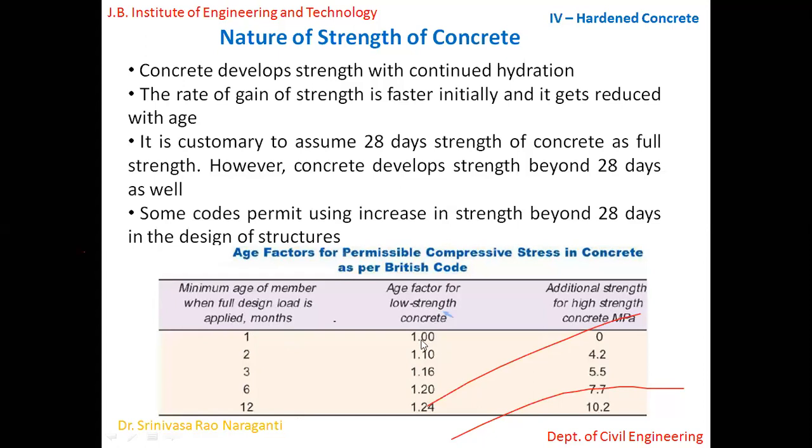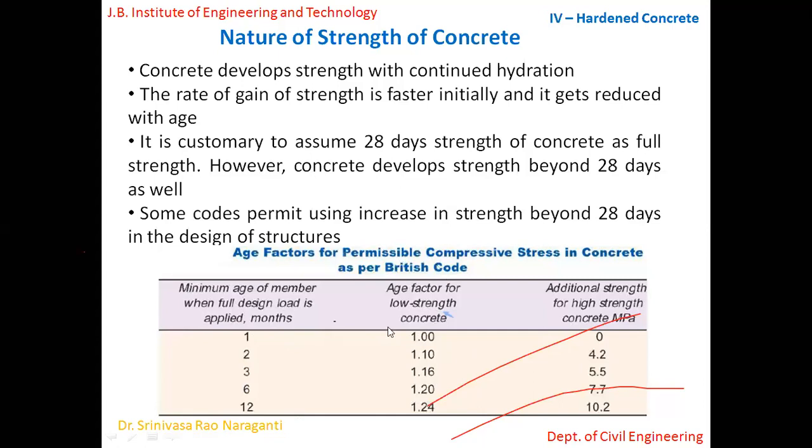So likewise, based on the age, based on the months after its casting, we can use different factors, age factors, for low strength concrete and high strength concrete. We can use the factors and take the increase in the strength in the design. One such is the British code that allows it.